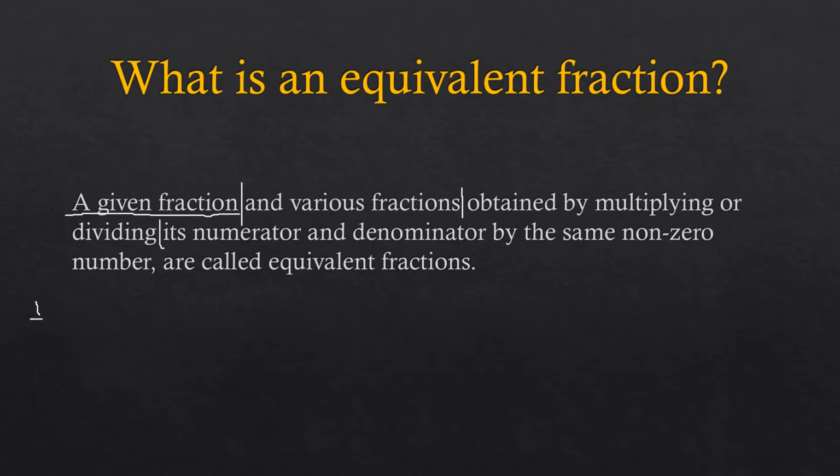Let's say we are given 1 by 2. I am taking small numbers so that calculation can be easy and understandable. A given fraction, let's say we are having 1 by 2, and various fractions. These various fractions are not given to us, but we will obtain them. And how will we obtain them? We will obtain them by multiplying or dividing.